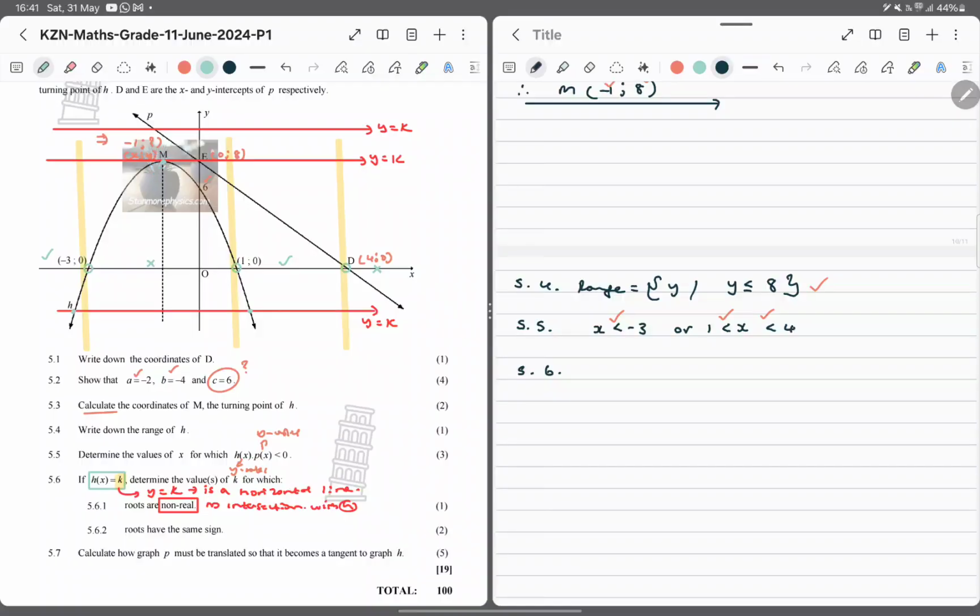So we can say here, 5.6.1, we can say k must be greater than 8, because we saw that the maximum value at m was 8. Okay, easy one, mark.